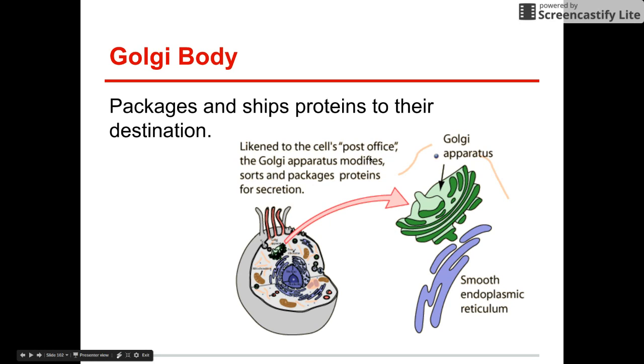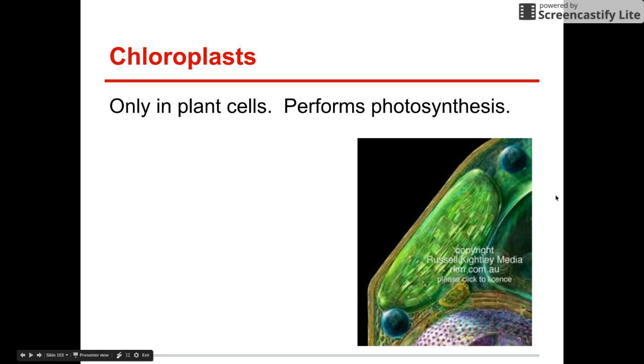I usually like to think of it sort of like a post office, okay? It tells everything where it needs to go. Think of it sort of like the UPS man. If the school were a cell, I think of the Golgi apparatus like the counselors. The Golgi apparatus tells the ribosomes where to go. The counselors tell the students where they need to go. They make your schedules. They help you figure out where you got to go, what you got to do. So if the school were a cell, I think of the Golgi apparatus like our counselors.